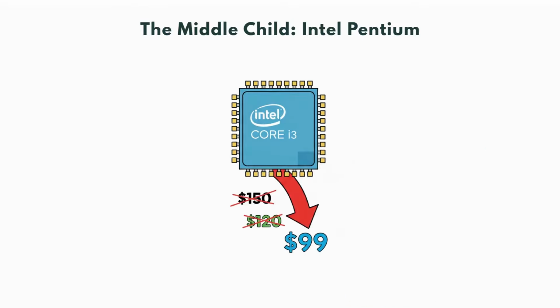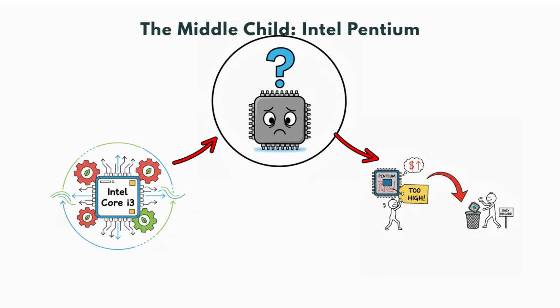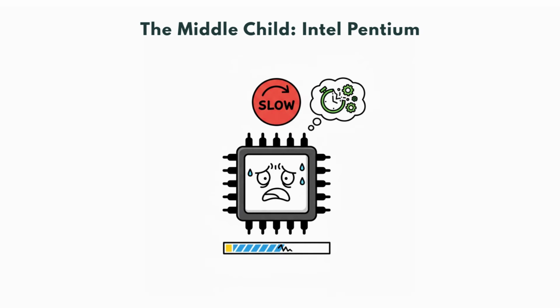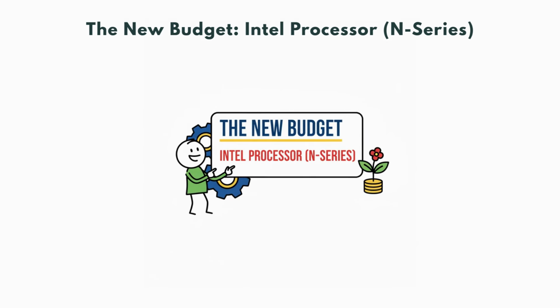The demise was market squeeze. As the Core i3 became cheaper and more efficient, the Pentium lost its purpose. It wasn't cheap enough to be disposable like the Celeron, but it wasn't fast enough to be a daily driver like the i3.